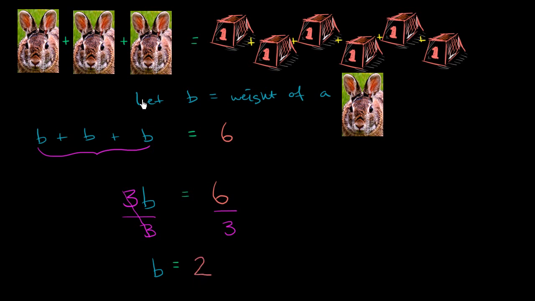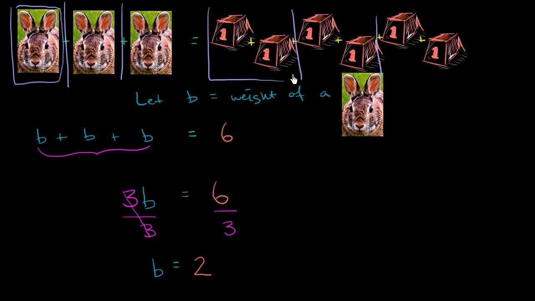And you could even think about it visually up here. What we did is we divided both sides by 3. If you divide the left-hand side by 3, you get 3 groups of 1 bunny each, or the weight of 1 bunny each. And on the right-hand side, you divide it into 3 groups of 2 pounds each. So each bunny must weigh 2 pounds. Each bunny, the weight of a bunny, must be 2 pounds.